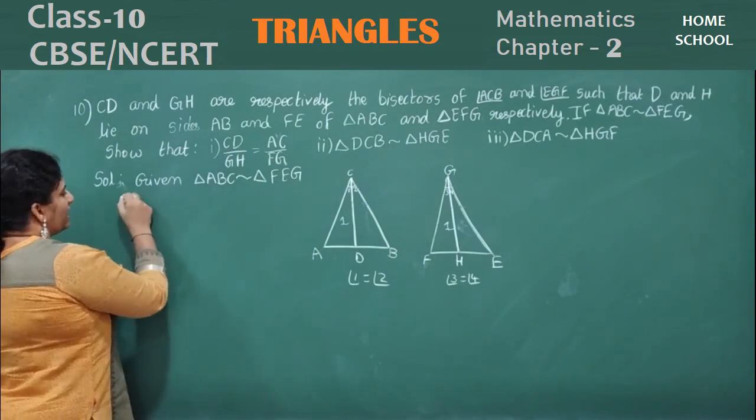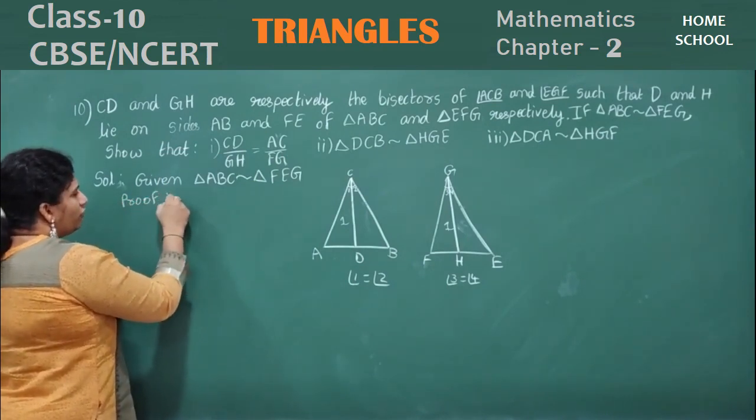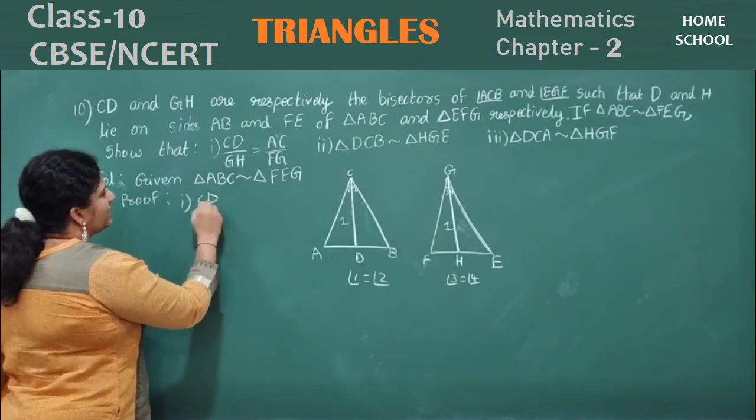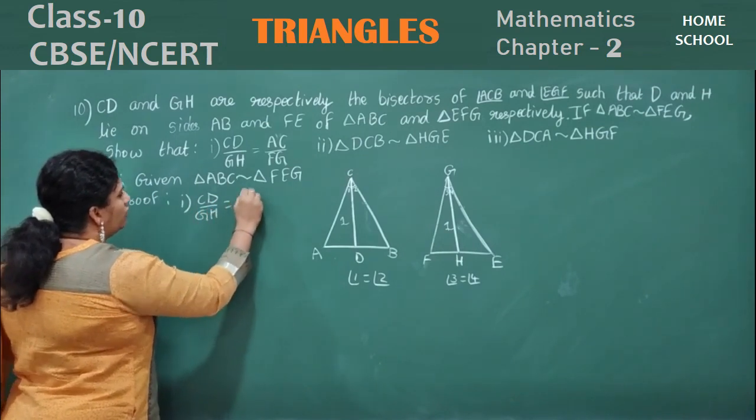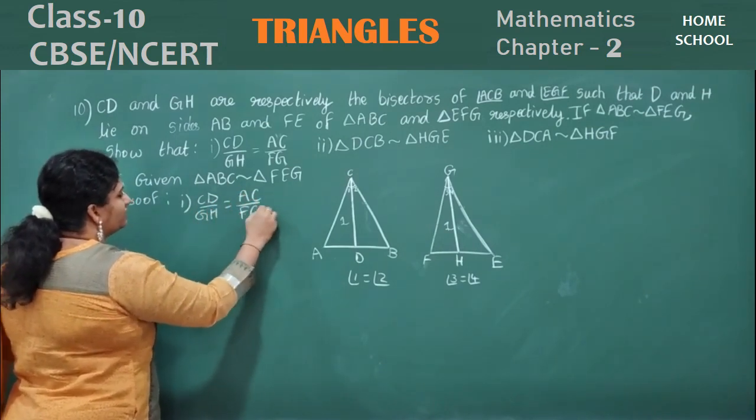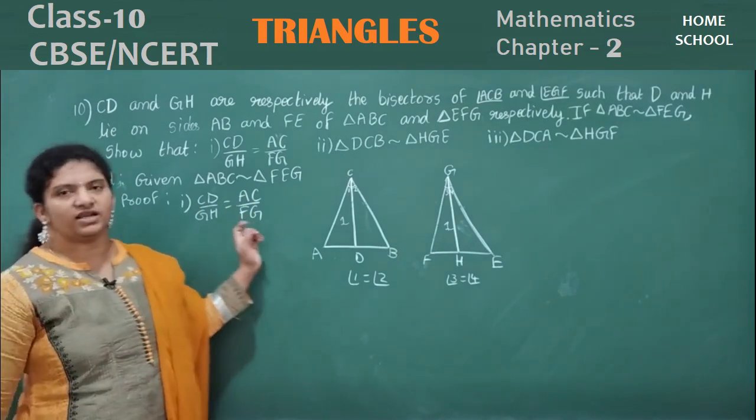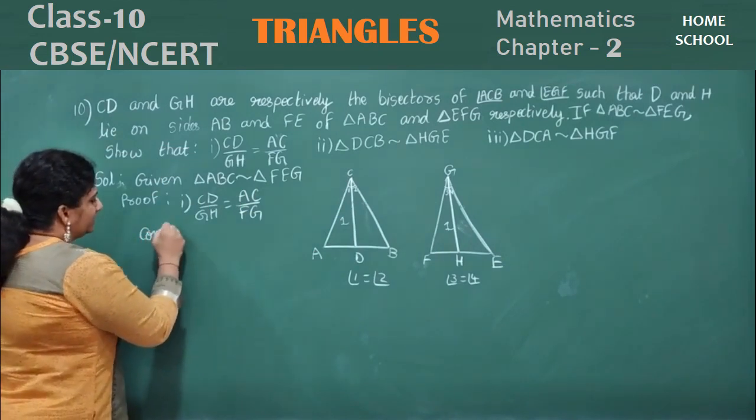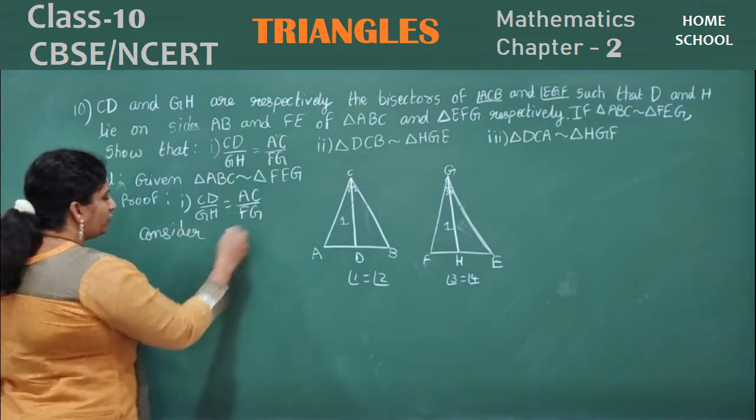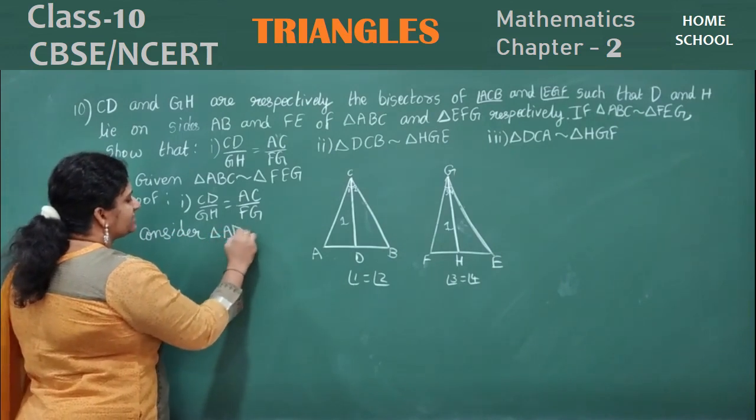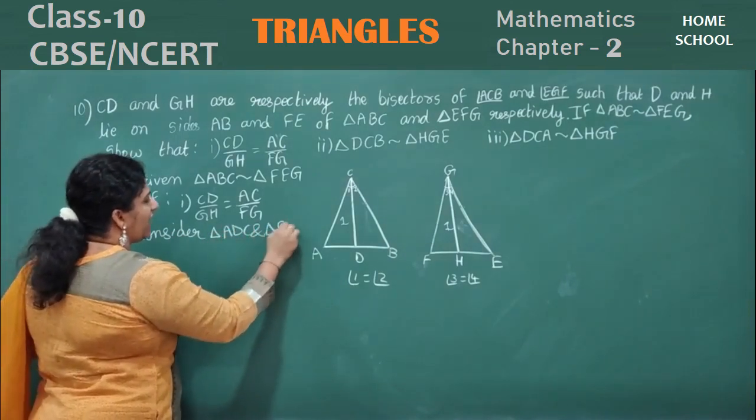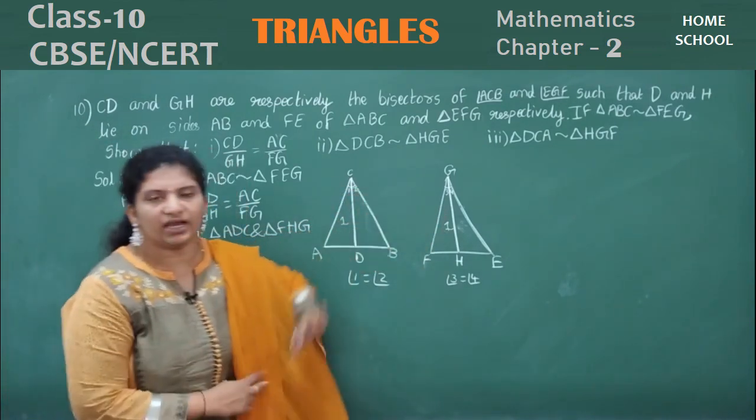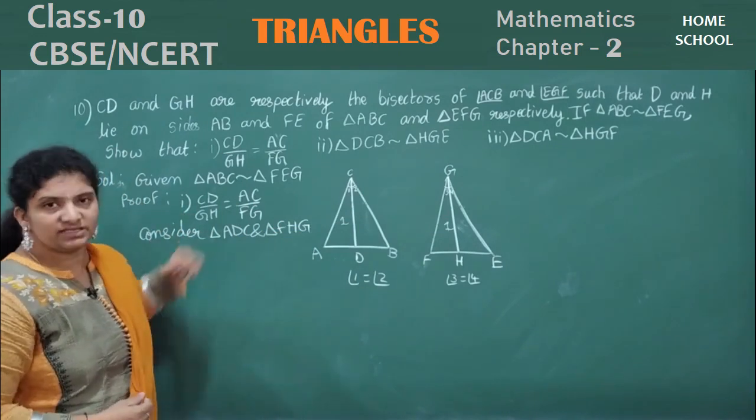Then next, let me start here. Proof. In the proof, I'm going to consider the first one. What do I need to prove? CD by GH is equal to AC by FG. So observe these ratios, children. Only that triangle you try to consider. So now consider: what are the two triangles here? Triangle ADC and triangle FHG. Observe this triangle and this triangle you are comparing in order to prove this ratio.